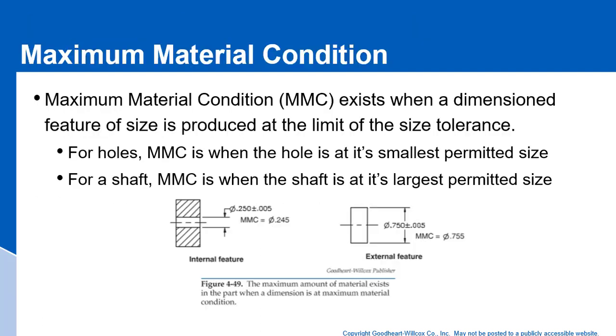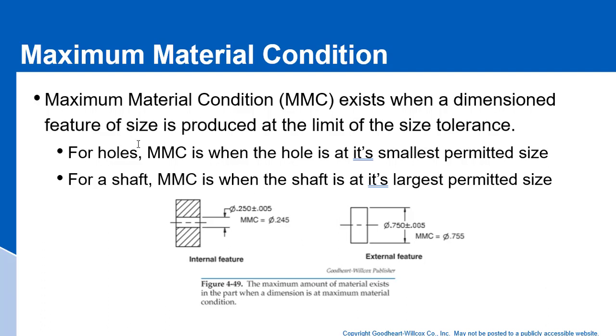Okay, let's move on from there. Let's talk about maximum material condition. We're going to be talking about maximum material condition a lot in this class. So the maximum material condition exists when a dimension feature of size is produced at the limit of the size tolerance.